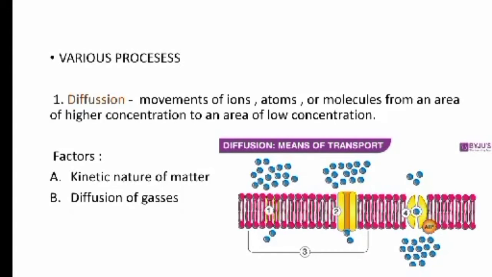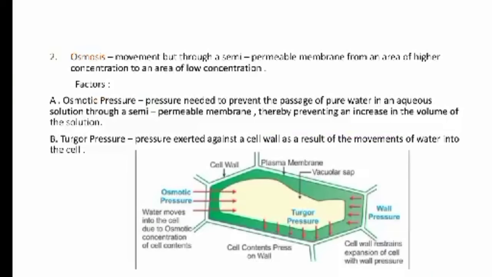So we have four various processes. First, we have diffusion: the movement of ions, atoms, or molecules from an area of higher concentration to an area of lower concentration. The factors of diffusion are the kinetic nature of matter and diffusion of gases. Another example of diffusion is the uptake of water and nutrients from the soil by the roots, and diffusion of carbon dioxide into the leaf of the plants during photosynthesis.